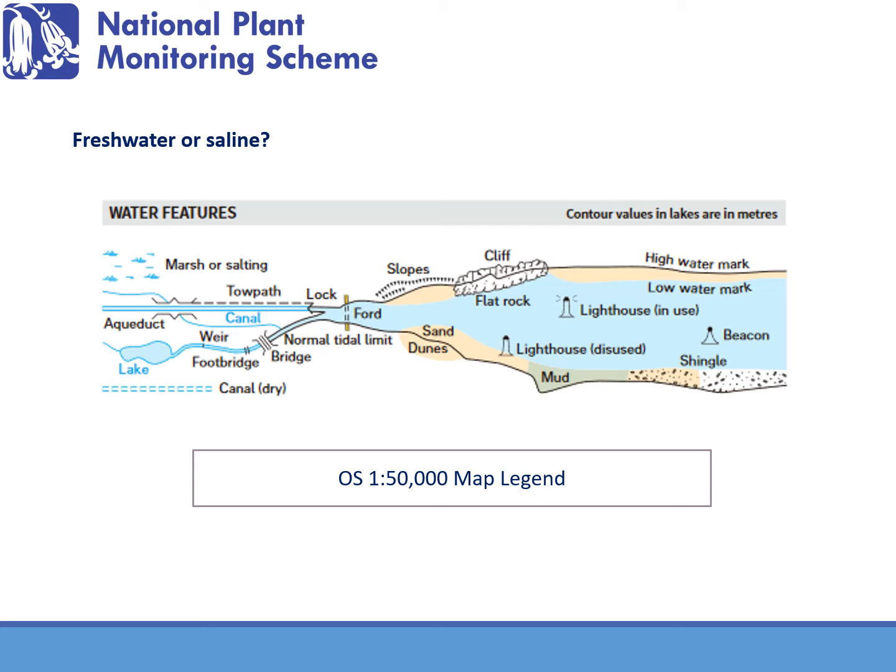For the National Plant Monitoring Scheme, the area on the canal upstream of the loch would be counted as freshwater habitat, and on the river and the lake above the bridge are also both called freshwater habitats.